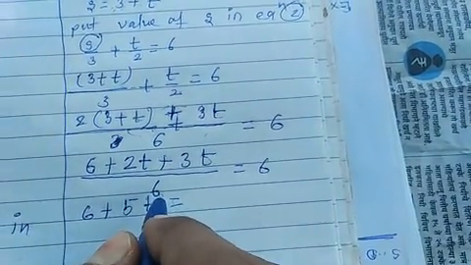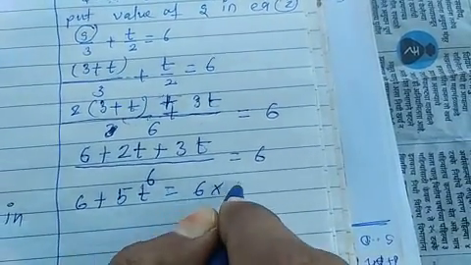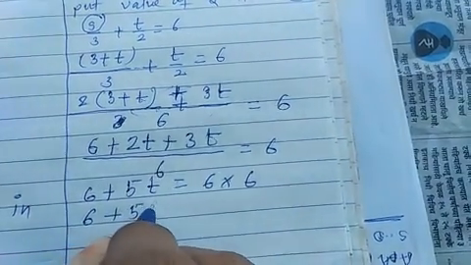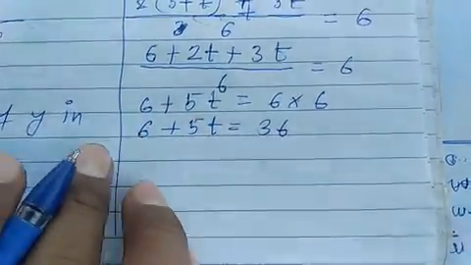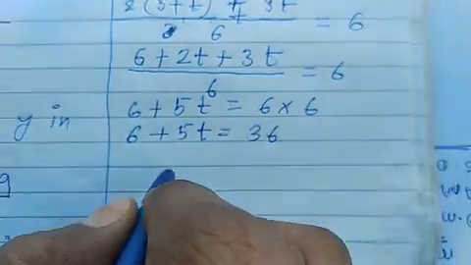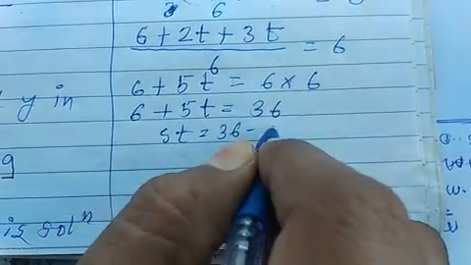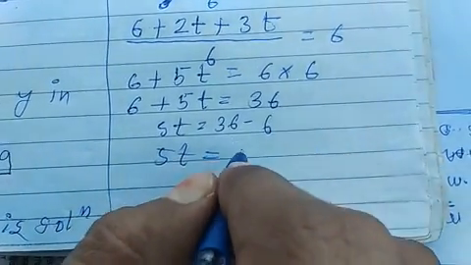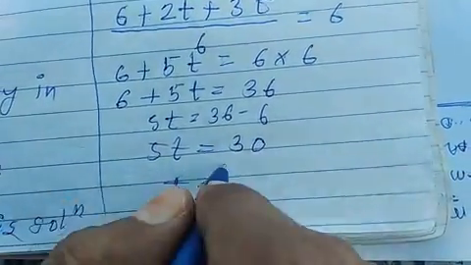6 ने यहाँ पे डिवाइड किया है, उधर उस साइड ये क्या करेगा? मल्टीप्लाई करेगा. So we'll get 6 into 6. So what we get here? 6 plus 5T is equal to 36. Now if we shift this 6 toward the right hand side, we'll get 5T is equal to 36 minus 6. That gives 5T is equal to 30.